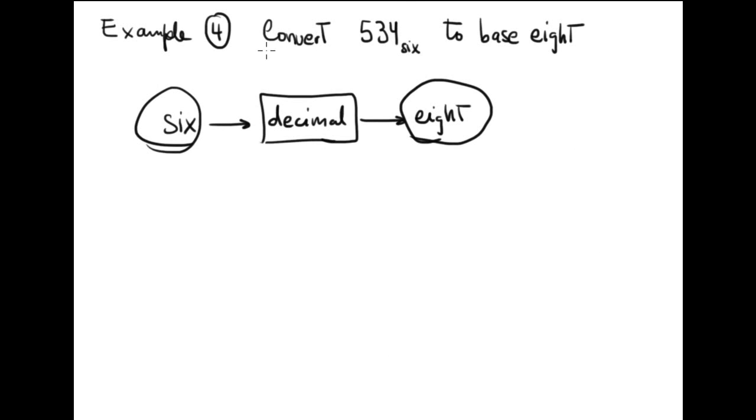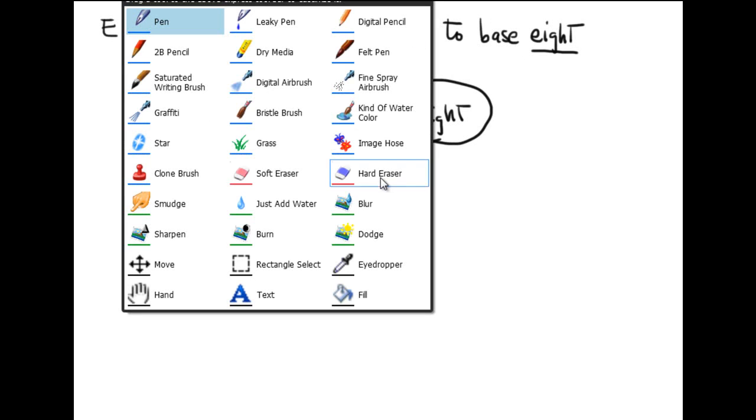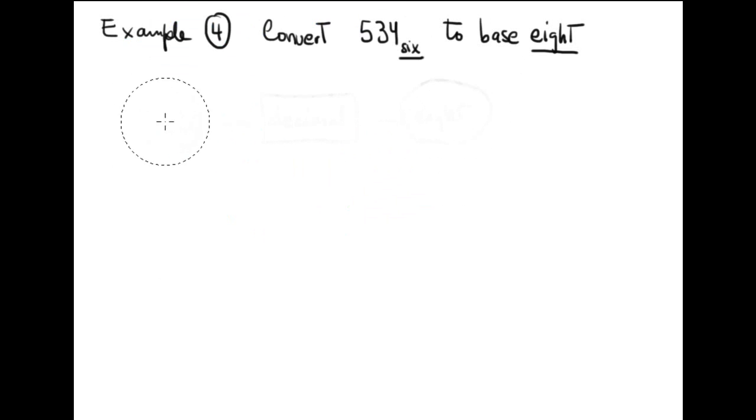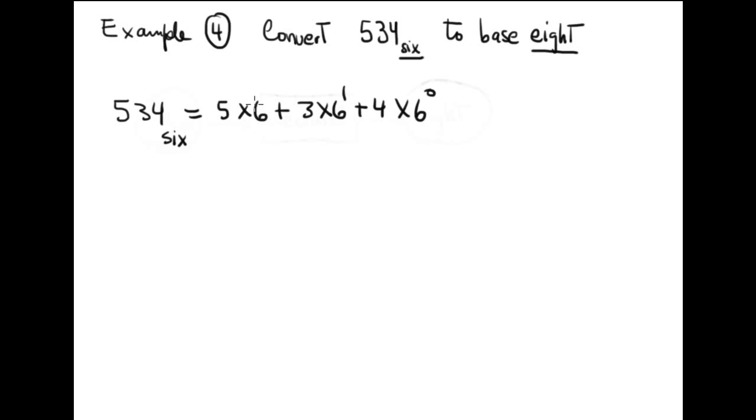Okay, the example 4 is more complicated. It's convert 534 in base 6 to base 8. In this case, you convert in between two non-standard bases. The strategy is clear. You convert base 6 to decimal and decimal to base 8. Okay? Let's do it. Okay, first convert to decimal. Is equal 5 times 6 plus 3 times 6 plus 4 times 6, 0, 1, and 2.